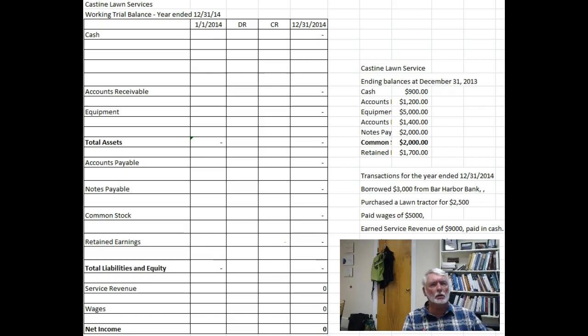First of all, we've got a grid here, which I've set up, which shows some accounts on the left-hand side. Some asset accounts: cash, accounts receivable, and equipment at the top. That's all my assets. My liabilities are accounts payable and notes payable, and my equity accounts are common stock and retained earnings. And then I have a total for liabilities and equity. Then my income statement down at the bottom, I have revenue and wages. So pretty simple stuff. One revenue item, one expense item, and net income.